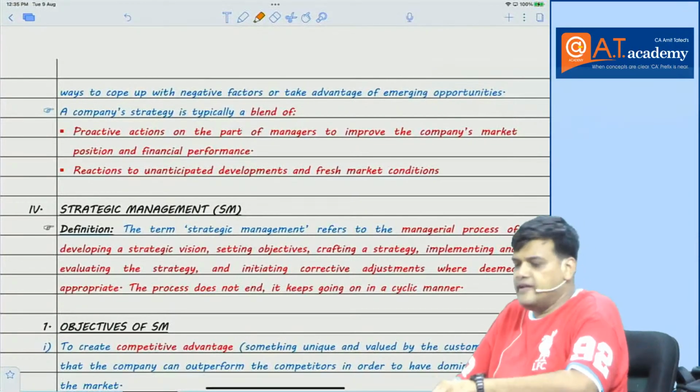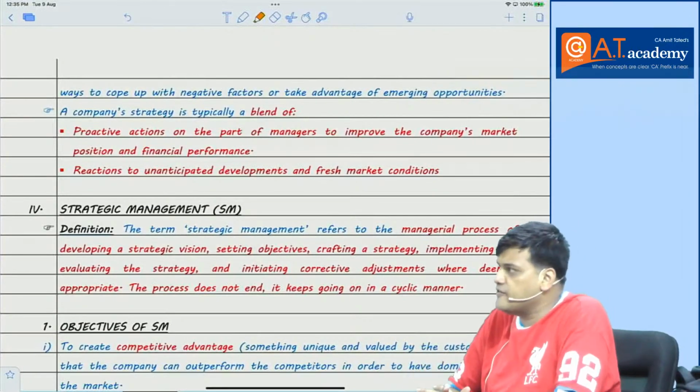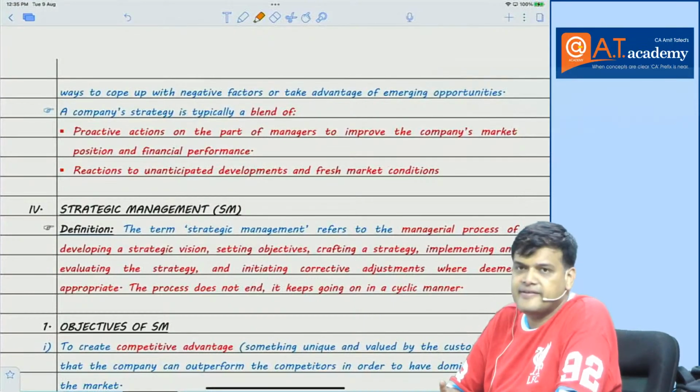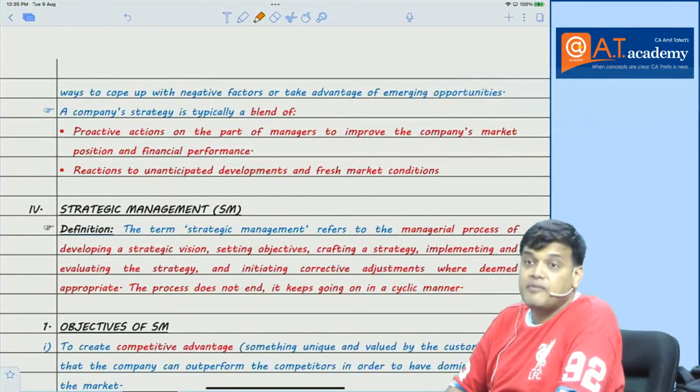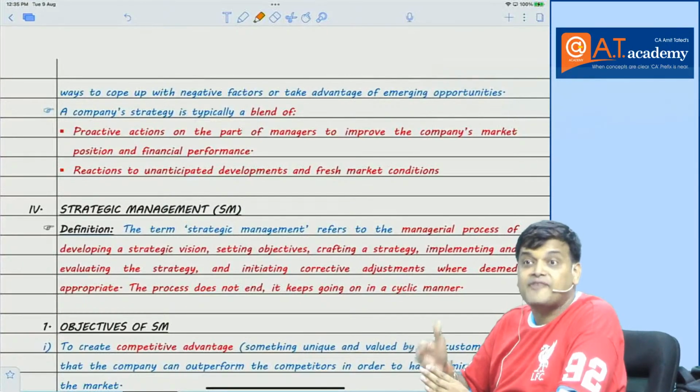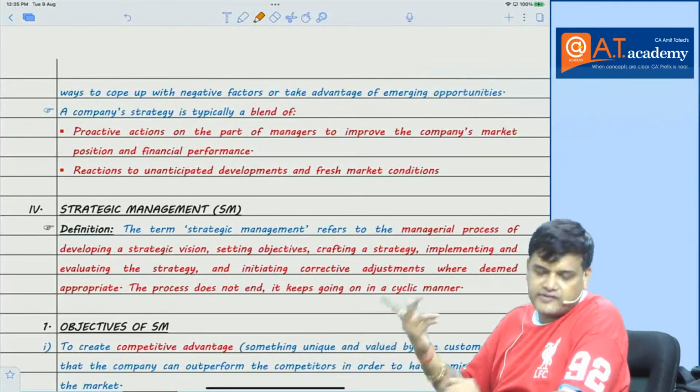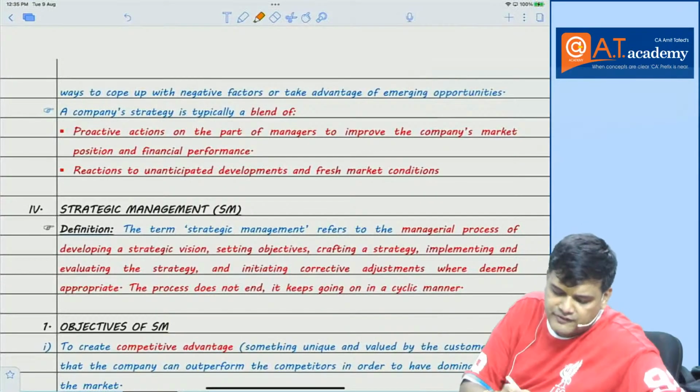Okay. Please explain the definition of SM. What is the definition of SM? It is a managerial process of developing vision, mission, goals, objectives, crafting strategy, implementing, evaluating and taking corrective actions. So first of all, you focus on this definition of SM.